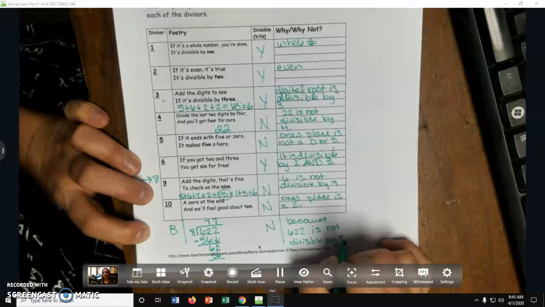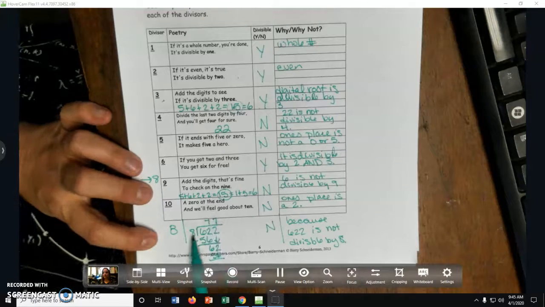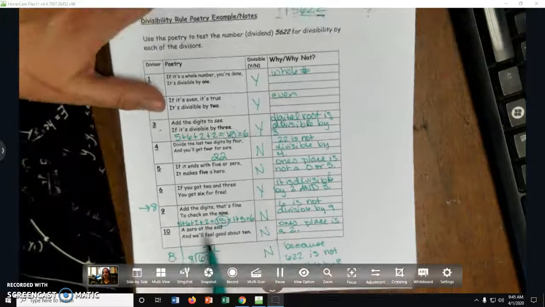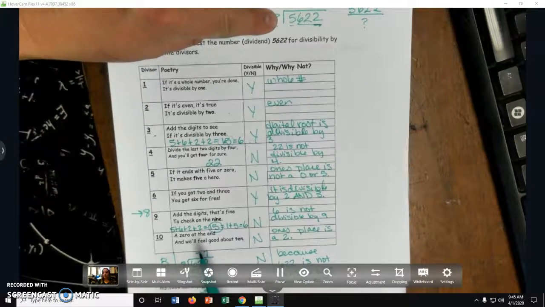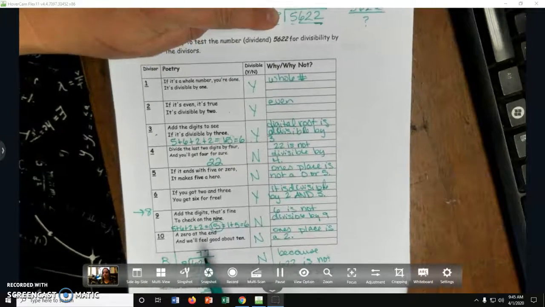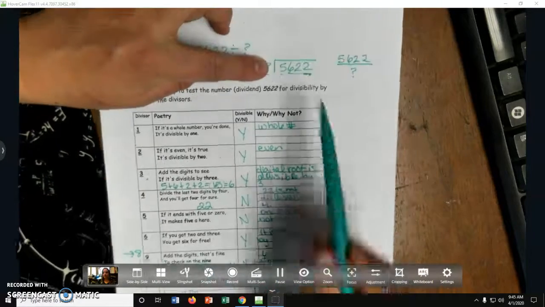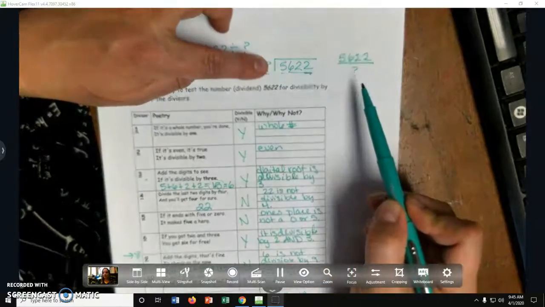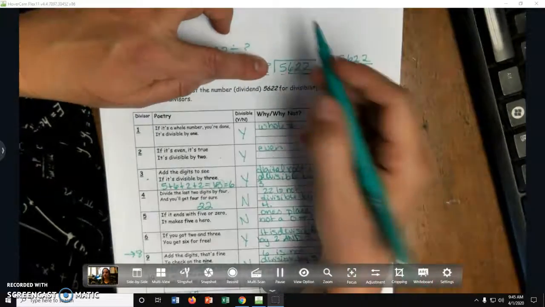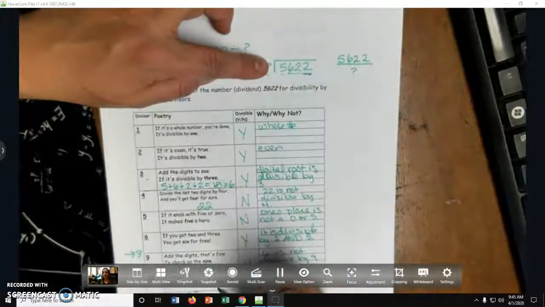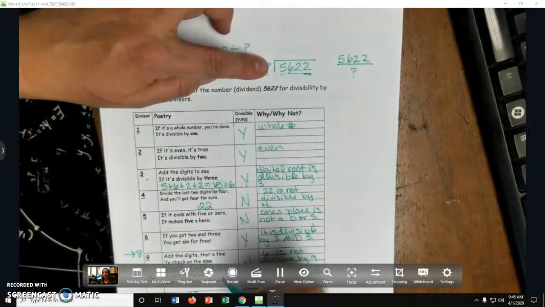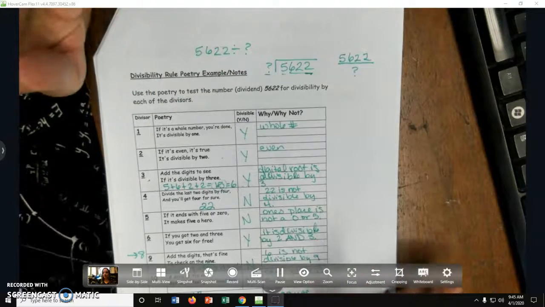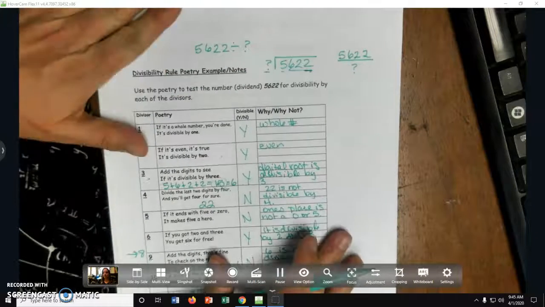Now, some of you might look at this and be like, well, that didn't really save me a lot of time. It wouldn't have taken me a whole lot longer to do this problem. And you're right. However, when we get into numbers that are bigger than this, then it will be easier to just take the last 3 digits than to take a number that's maybe 6 or 7 digits long. Okay? All right.